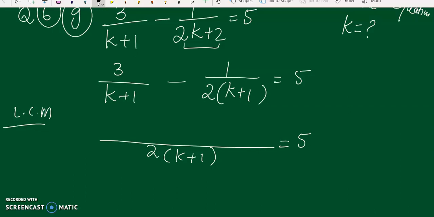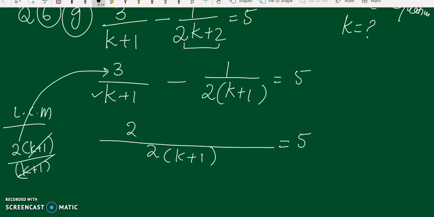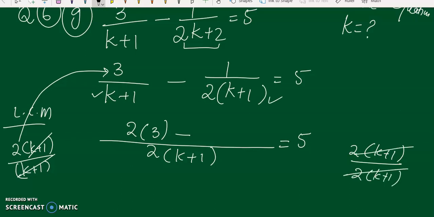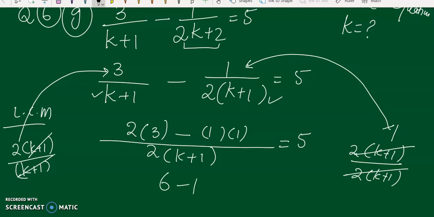So now हमें क्या करना है कि LCM को साइड पर लिखा स्क्रैप वर्क में और k plus 1 से डिवाइड किया. This cancels out and we get 2. So this 2 will be multiplied with this 3. Then negative sign. Then divide the LCM, which is 2 into k plus 1, by this 2 into k plus 1. We get 1. So when we multiply this 1 with the numerator, we get 1 into 1. So here we get 6 minus 1 over 2 into k plus 1 equals 5.